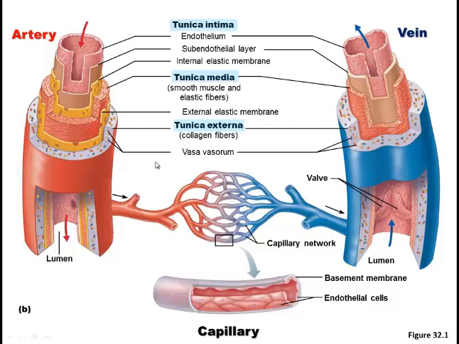One more thing I want to point out before we leave this diagram. If you look down on the right side, you notice that there are valves in the veins. These valves ensure one-way flow of blood through the veins back towards the heart, so they prevent backflow. I'll explain in a couple of minutes how we can take advantage of those valves to help return blood to the heart.